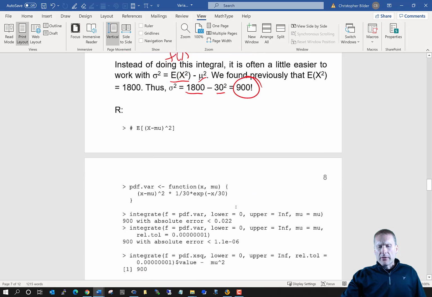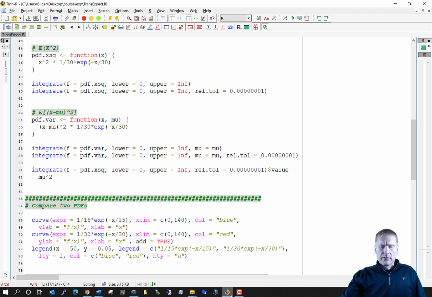How would we do this in R? Let me come on over here to R. So I need to create an R function of what we're trying to integrate. In this case, it's (x minus mu) squared times our f of x that we've had before. This function is going to be called pdf.var for lack of a better name. Now notice in this particular function, I have an x and I have a mu. So I'm going to have to pass in the value of mu into it as well, similar to what we saw with finding the expected value of the absolute value of x minus 30.